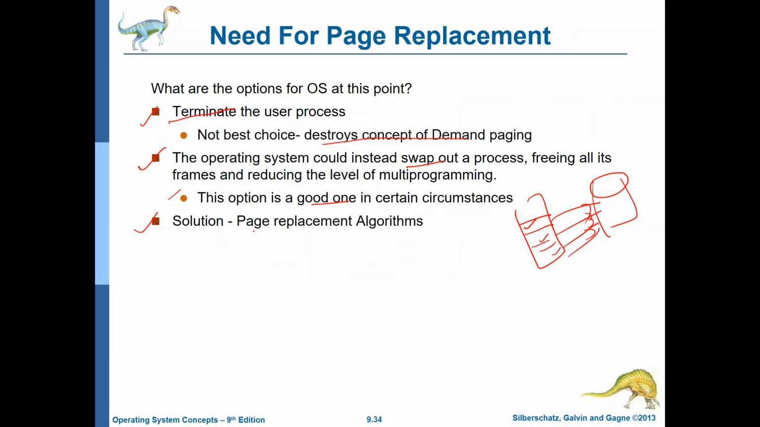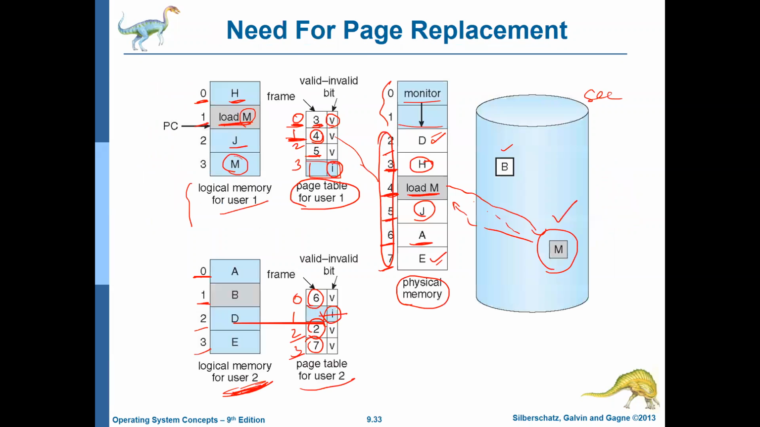Now, the next solution is what we are going to learn in the next slide, that is page replacement algorithms. We have to determine, from among all these pages, which page should be removed for the time being. Like I said before, not every page of one process, but maybe one or two frames, or maybe one frame, depending on the requirement.